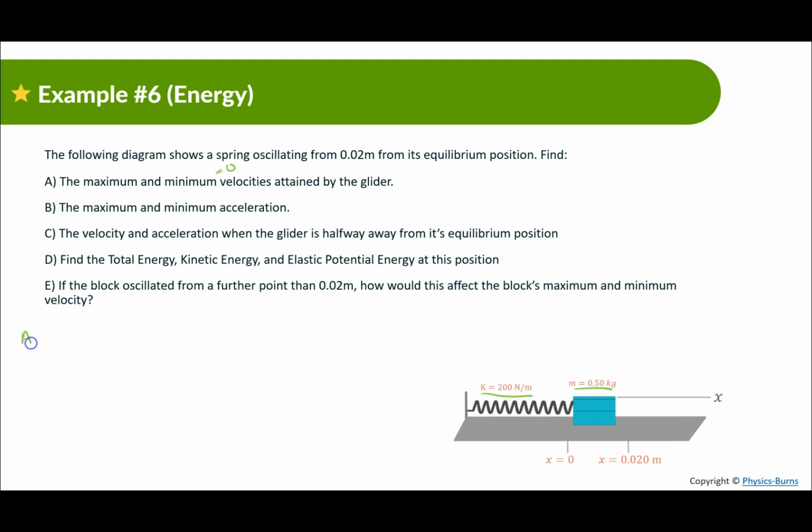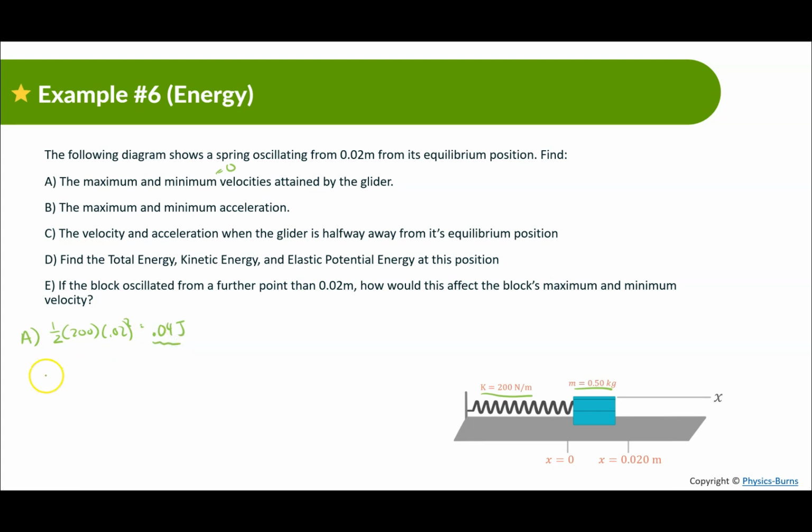Okay, so let's find what the total energy is. Knowing that when it's at its amplitude, that's going to give us the total energy. So I'm going to do 1/2 K, 200, amplitude, which is 0.02 squared. Let's see what that gives us. 0.02 squared times 100. So the total energy is going to be 0.04 joules.